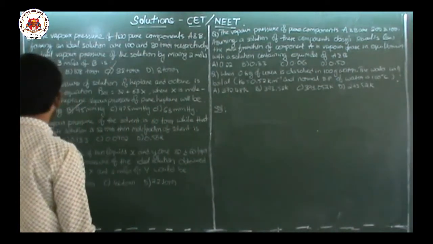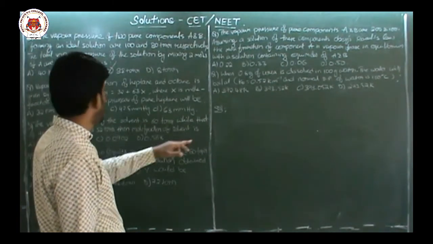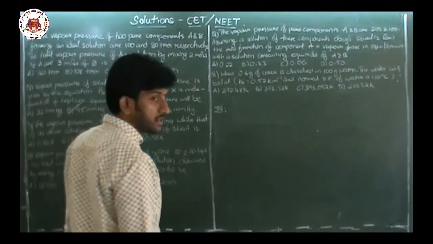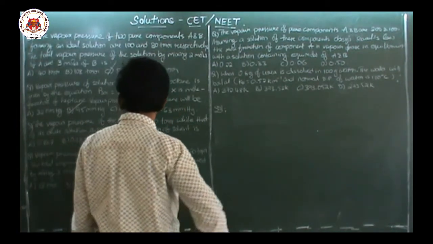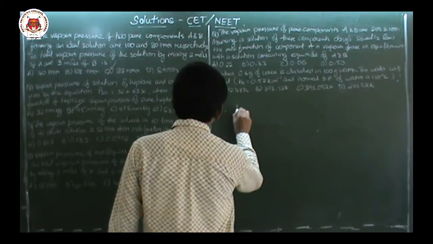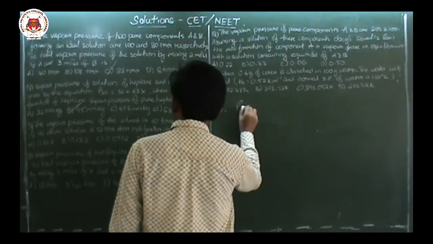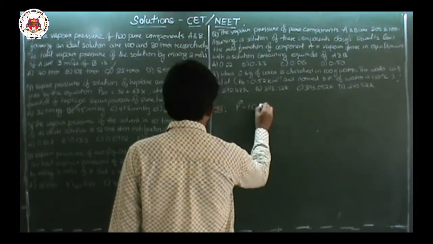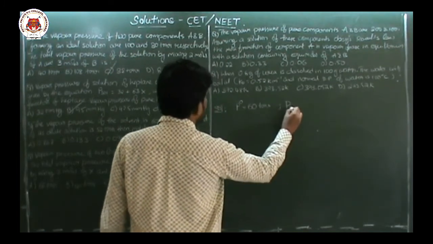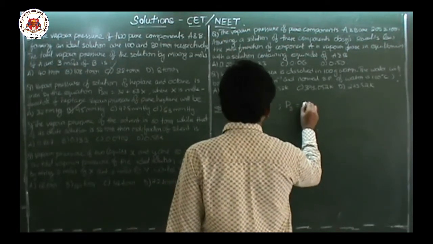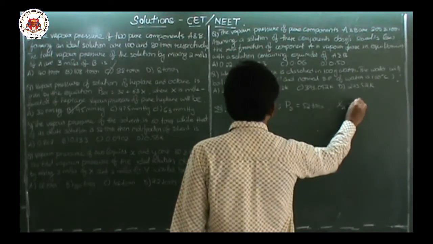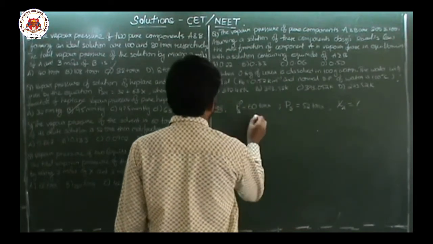Next question is, the vapor pressure of the solvent is 60 torr, while that of its dilute solution is 52 torr, then the mole fraction of the solvent is. So vapor pressure of solvent, that is P naught, is given as 60 torr for the solvent, and that of the dilute solution they are saying is 52 torr. What they want is the mole fraction of solvent, how much?